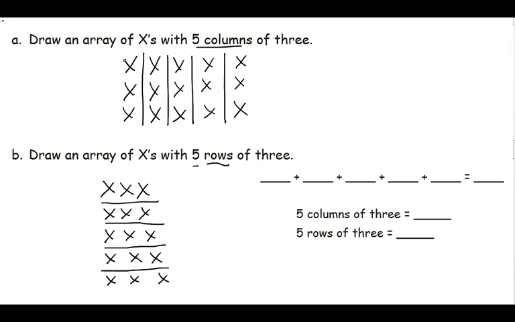The repeated addition problem that would match this array would be 3 plus 3 plus 3 plus 3 plus 3. To find my total, I could skip count. 3 plus 3 is 6, plus 3 is 9, plus 3 is 12, plus 3 is 15. Another way I could do that is I could combine my 3's. 3 plus 3 is 6, 3 plus 3 is 6. 6 plus 6 is 12, and 3 more is 15. That means that 5 columns of 3 that we had in our first picture is also 15, and our second picture shows 5 rows of 3 for a total of 15.